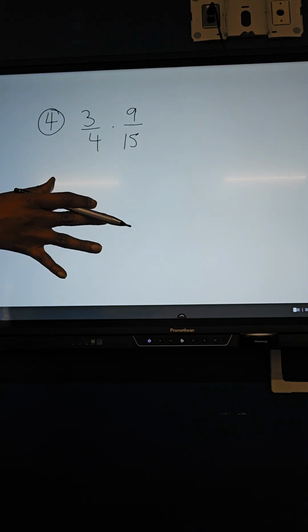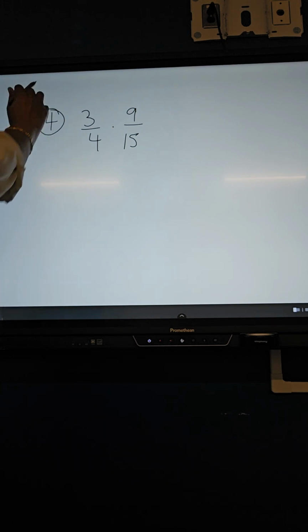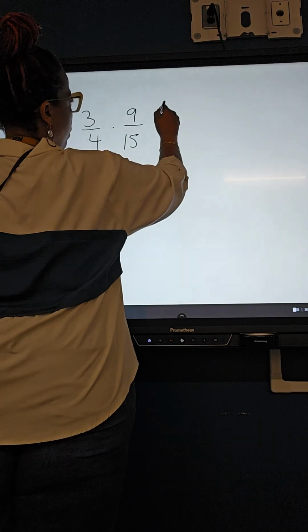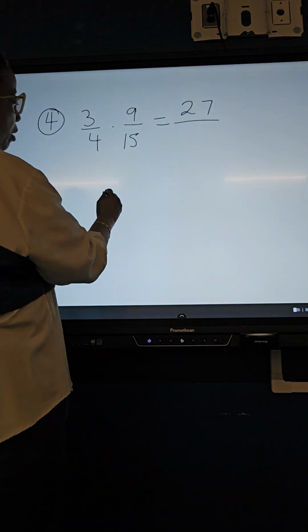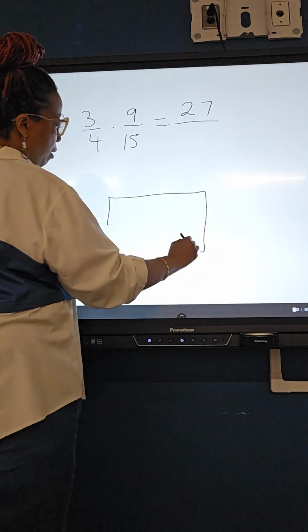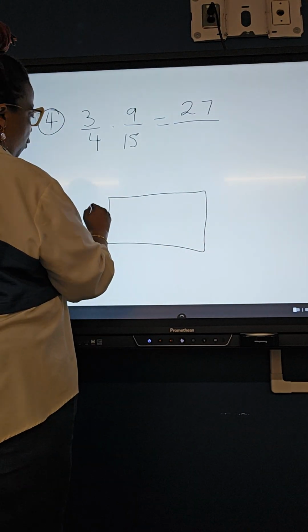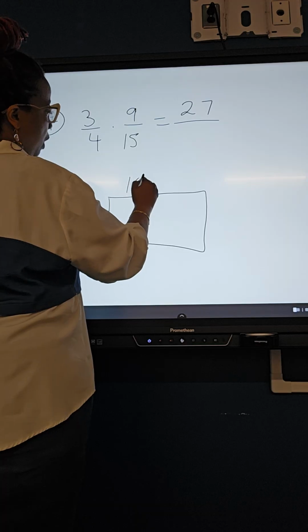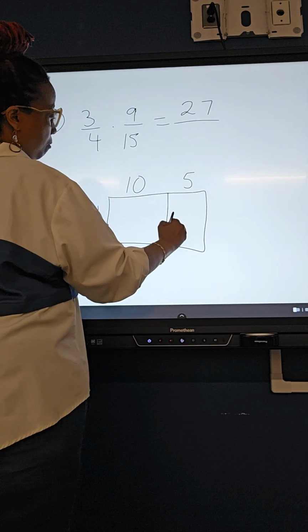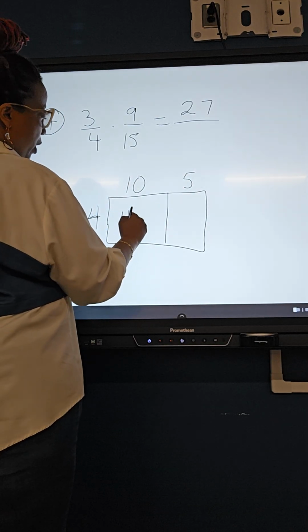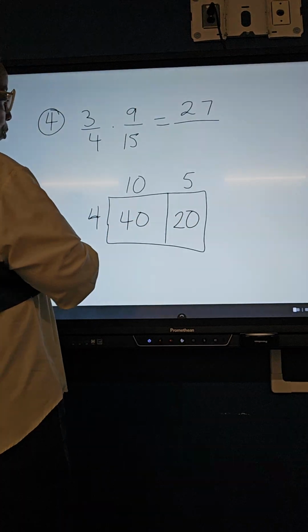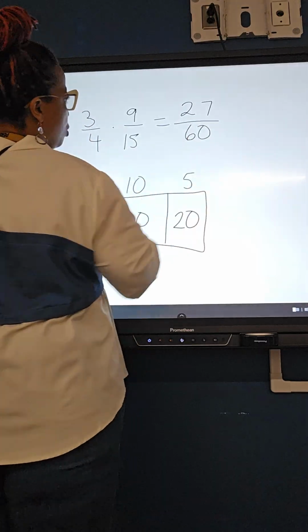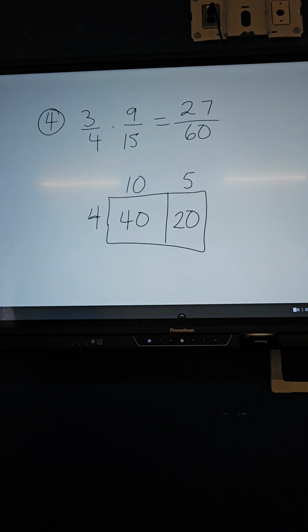Okay? So remember, this is multiplication. This is not keep, change, flip. You don't keep, change, flip when you're multiplying fractions. Okay? All right, so we see 3 times 9. We know that's 27. But 4 times 15 could be a little more difficult. Create your area model. This is 4 times 15. 10 plus 5 is 15. 4 times 10 is 40. 4 times 5 is 20. 40 plus 20 is 60. So this is 27 over 60 as your answer.